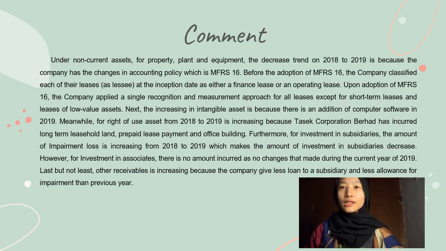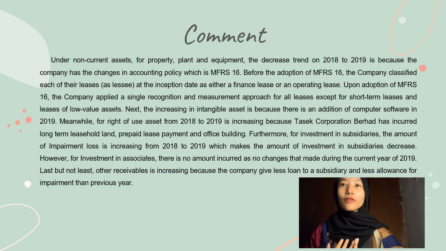Under non-current asset for property, plant and equipment, the decreased trend from 2018 to 2019 is because the company has the changes in accounting policy, which is MFRS 16. Next, the increase in intangible asset is because there is an addition of computer software in 2019. Meanwhile, the right-of-use asset from 2018 to 2019 is increasing because Tasek Corporation Berhad has incurred long-term leasehold land, prepaid lease payment and office building.